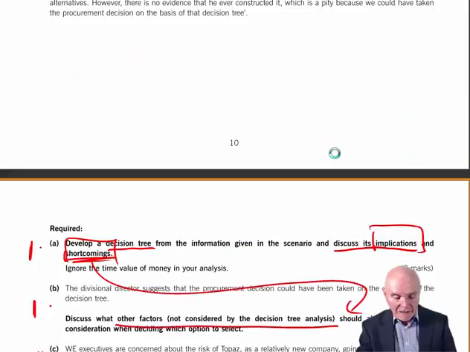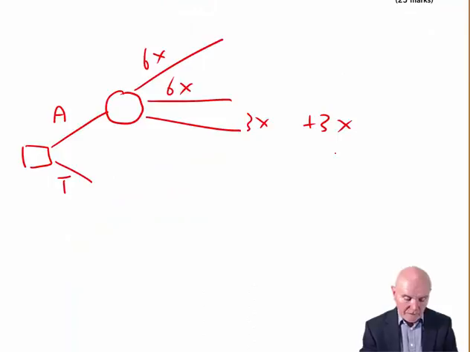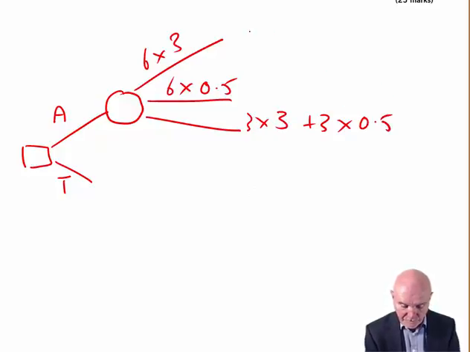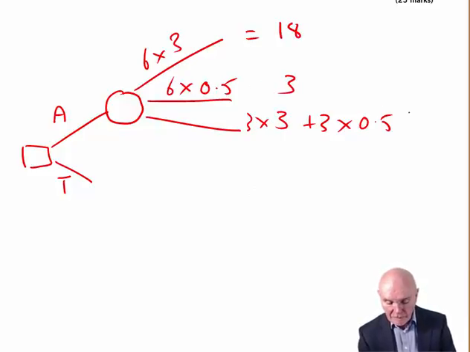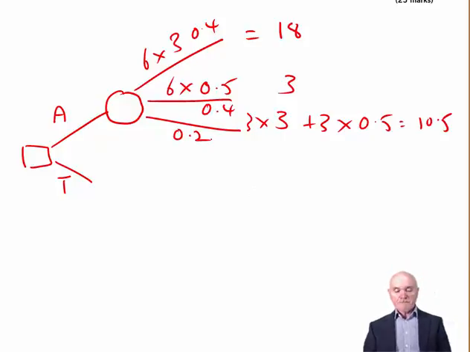So the high return was going to give us 3 and then 0.5 for the low. So 3 and 0.5 and then 3 and 0.5. So we're looking in there at 18, we're looking in here at 3, 3 threes are 9, we're looking in there at 10.5. And the probabilities within this, 0.4, 0.4, 0.2.